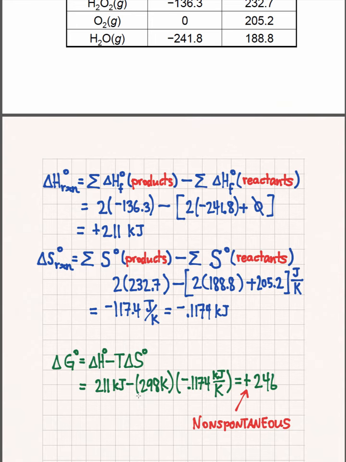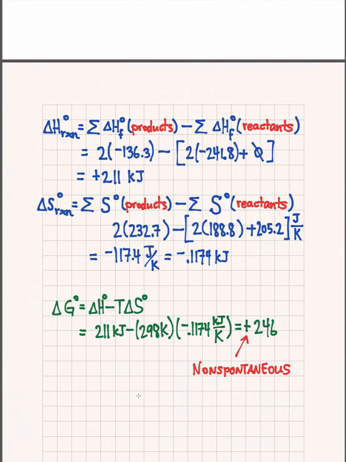The other way to find the free energy is to know the free energy of formations of the products minus reactants, in which case we have an equation that says delta G of reaction under standard conditions equals the summation of the delta G of formation of the products minus the delta G of formation of the reactants.